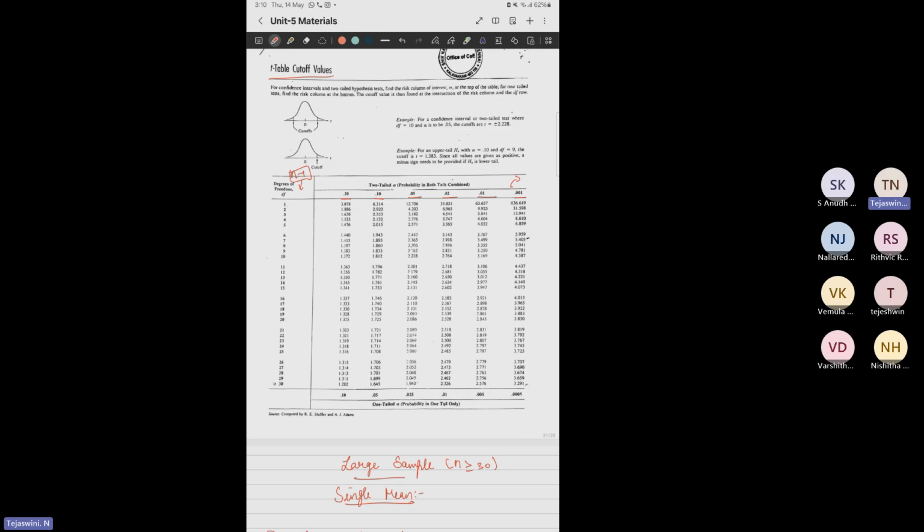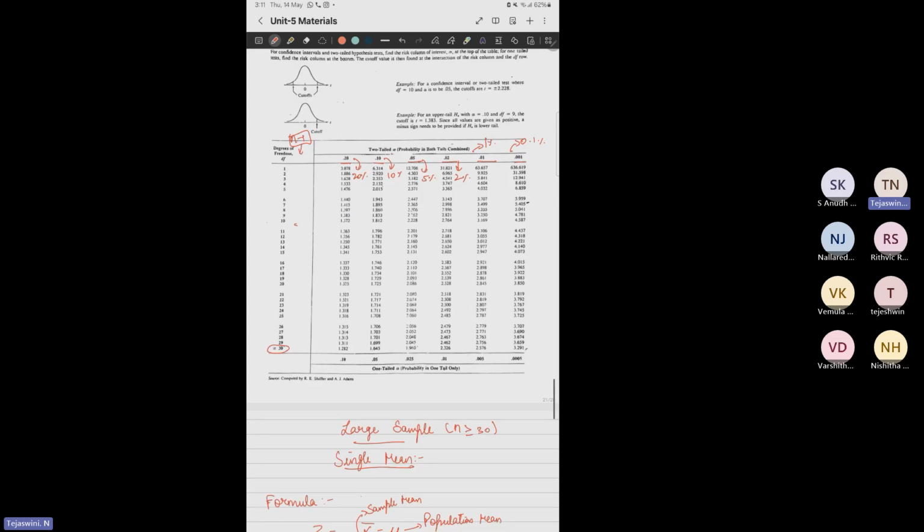So this will be 0.1% significant. This will be 1% level of significance, 2% level of significance, 5% level of significance, 10% level of significance, and 20% level of significance. And then the degree of freedom values will be given here. If it's greater than or equal to 30, suppose our degree of freedom is 31 or 32, then we will have to use this row only. This row alone.